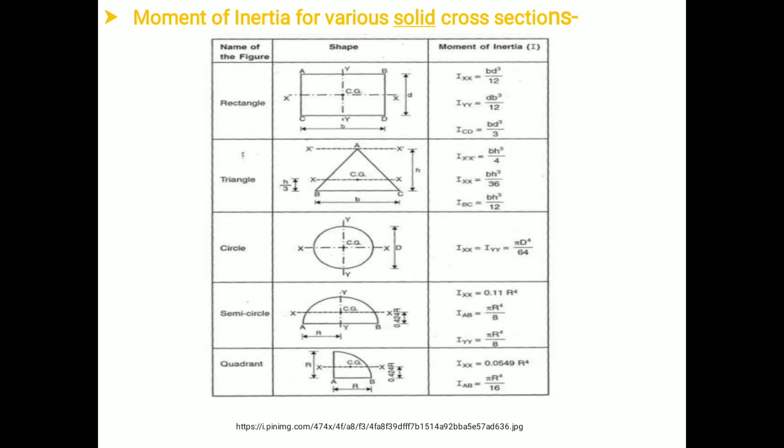If I consider the moment of inertia about the apex, it is given by bh cube by 4. This I x dash x dash is equal to bh cube by 4, which is the moment of inertia of the triangular section about its apex. If I consider the moment of inertia through its CG, then it is given by bh cube by 36. This is the moment of inertia about its centroidal axis.